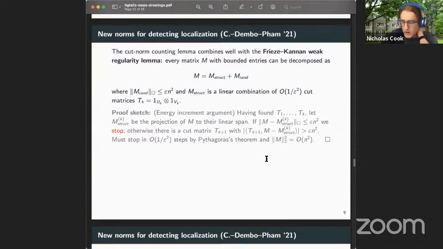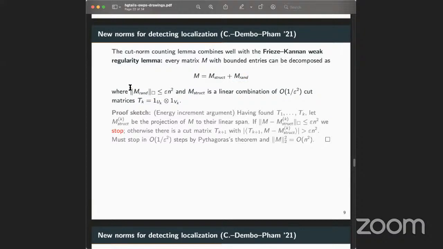Then there's how we'll adjust the regularity lemma. So to motivate that, let me recall the Frieze-Kannan regularity lemma. So this is the so-called weak regularity lemma. And one way of saying this is in terms of a decomposition type statement. So it says that any matrix with bounded entries, you can decompose it into 2 pieces. There's a structured piece that will be a sum of a small number of cut matrices, and then a sort of pseudo-random piece. And it's pseudo-random in the sense that its cut norm is small.